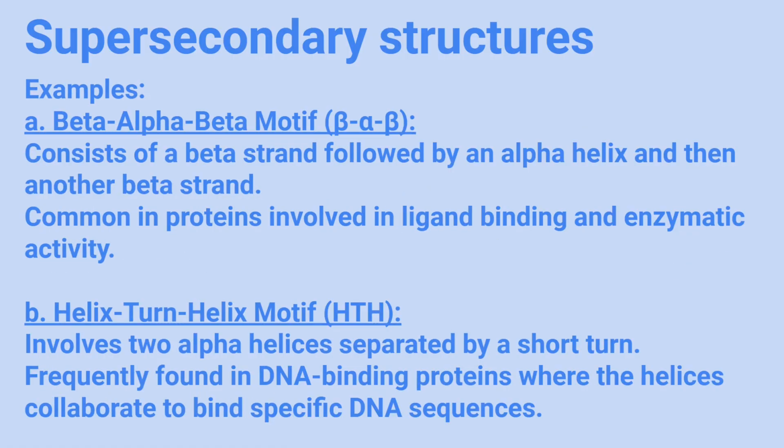Here are a few supersecondary structures. So we have beta-alpha-beta motifs, BAB. These motifs consist of a beta strand followed by an alpha helix and then another beta strand. It is a common arrangement in proteins involved in ligand binding and enzymatic activity.